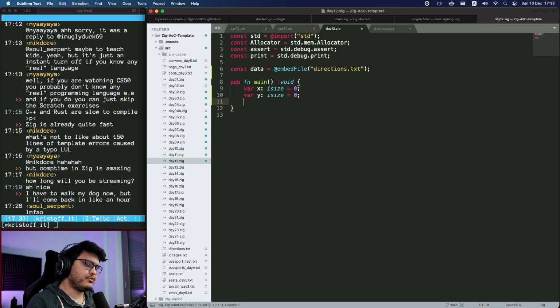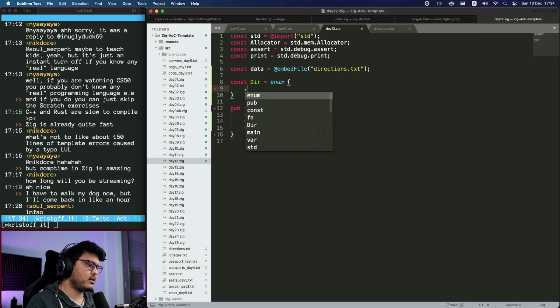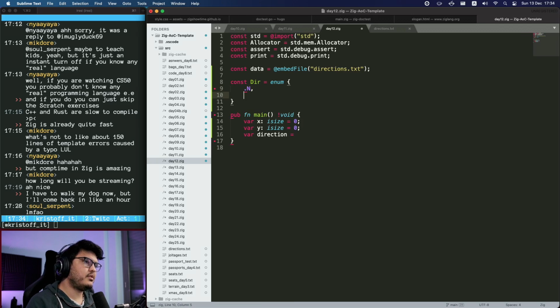Then we have the direction. Var direction is what though? Direction is an enum. I think this we need to define. So const direction is an enum, and we can be facing north. Actually, there is no dot, right? It's like north, south, east, west.